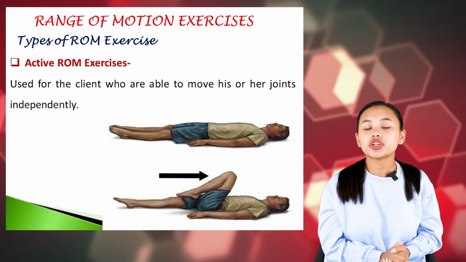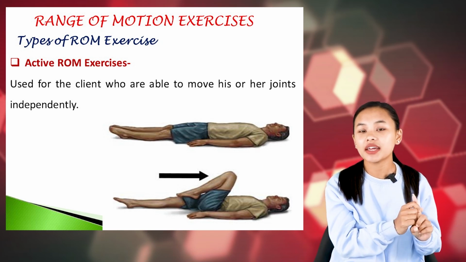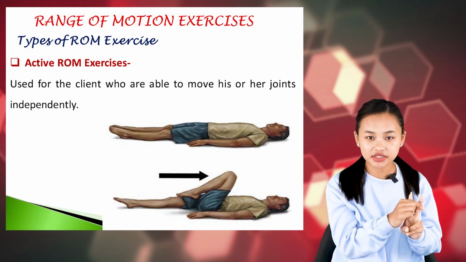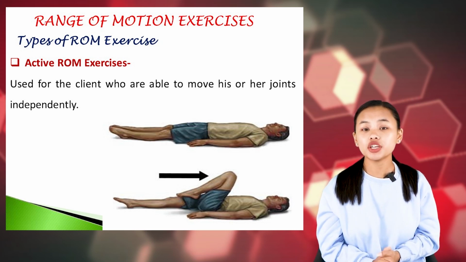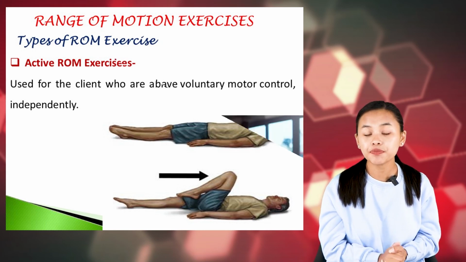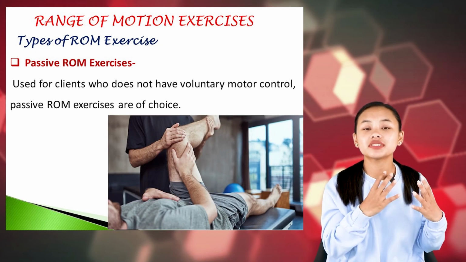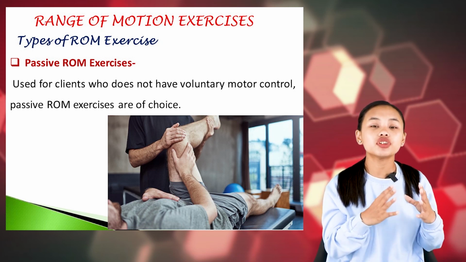Range of motion exercise is also of two types, the active ROM exercise and the passive ROM exercise. Active ROM exercises are used for those patients who are able to move their own joints independently, whereas passive exercises are used for those patients who do not have voluntary motor movement. So these are the two types of exercise, and before one performs these exercises, there are a few points to be noted.